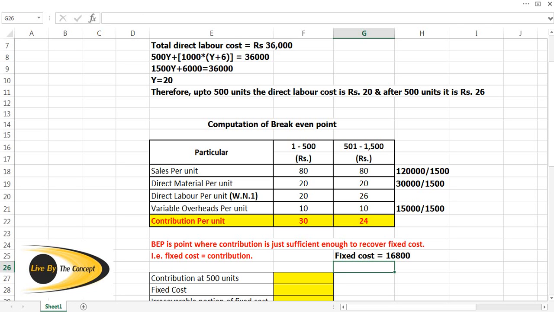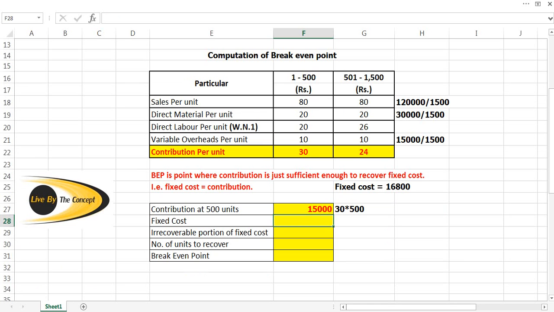First of all, I'll be selling the units from the first bracket, that is the first 500 units. So per unit I have 30 rupees as a contribution. So 30 into 500, that is how I have 15,000, which is the contribution. Now this contribution will be applied to 16,800. We need to understand that 16,800 is the fixed cost we are supposed to recover. We have only recovered 15,000. That means there is an irrecoverable portion of the fixed cost, which is 1800.